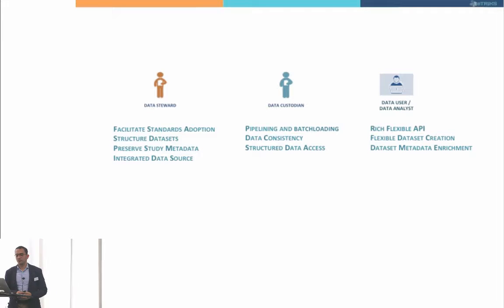This is the general way, when we look at data management and data governance, that these roles come up, and we try to see where we satisfy the different requirements for these roles. Data stewards want to work with structured datasets where they can map the data, preserve the study metadata, and have an integrated data source where they can bring in the data. Data custodians work to maintain this data. They want tools that give them pipelining and batch loading of the data, and data consistency across the data loads and across the different datasets. And obviously data access, a structured data access for exports.